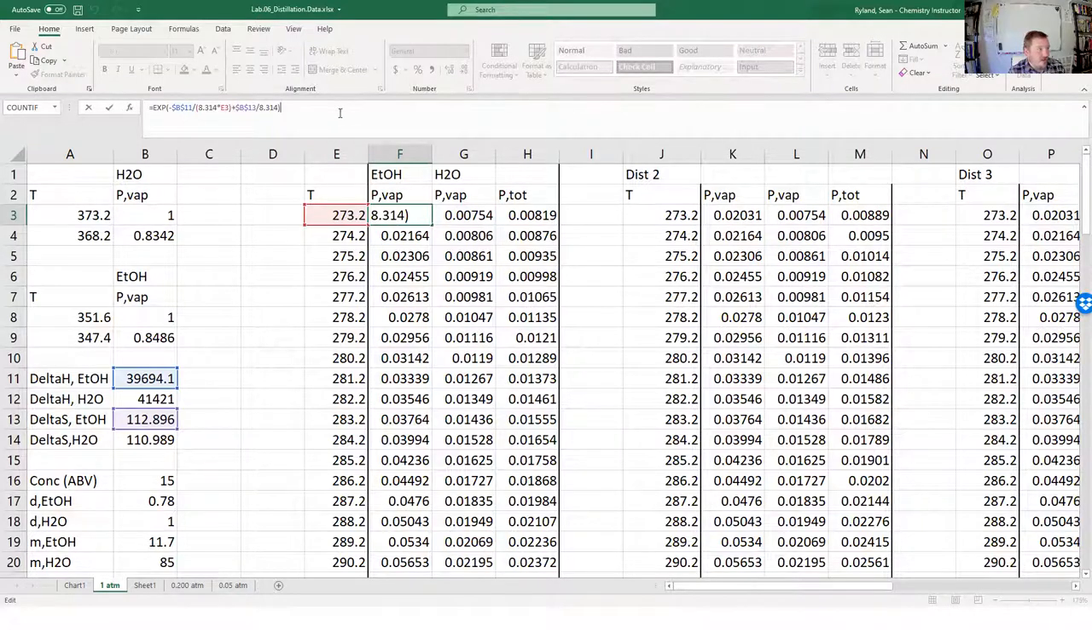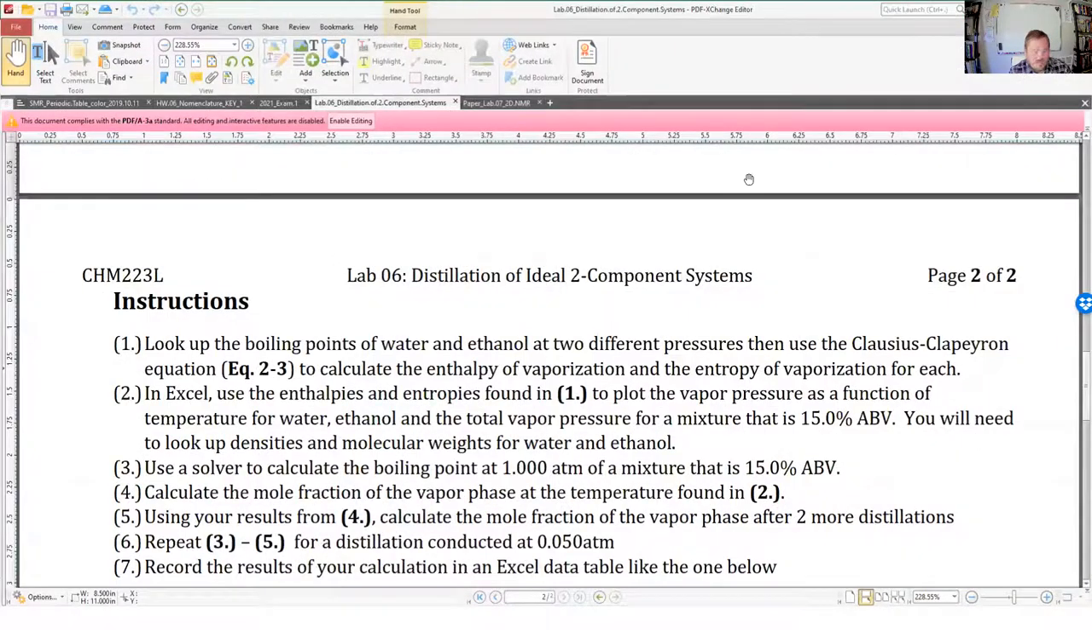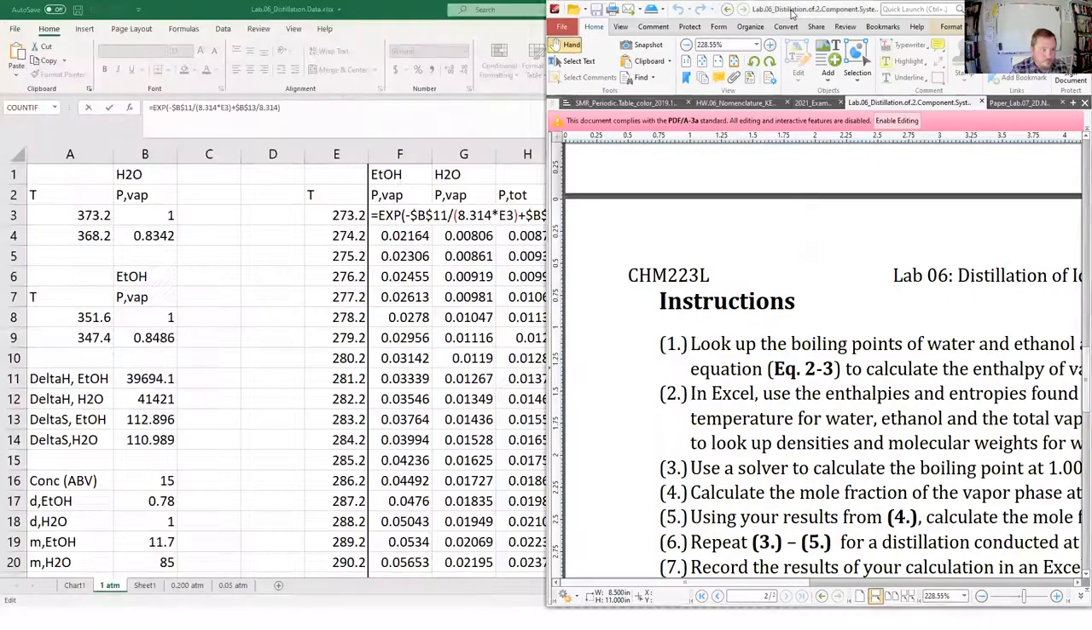All right, so you're just going to write in an equation once, and it's going to be based around the same, here, let me.